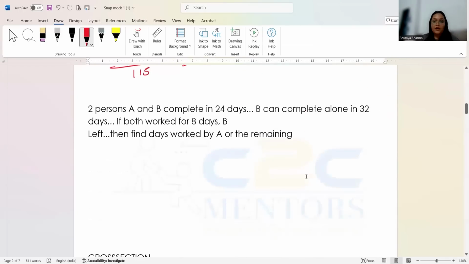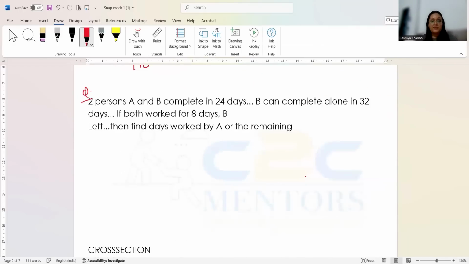Okay, let's move ahead. This type of question we have done in our handout also. I can show you the handout which we have done. The C2C students know that in class we have practiced when two people start a work together and one of them leaves, then in how many remaining days will the remaining one complete the work. So the similar question is from the C2C handout which we have done. Here two persons A plus B are completing it in 24 days.